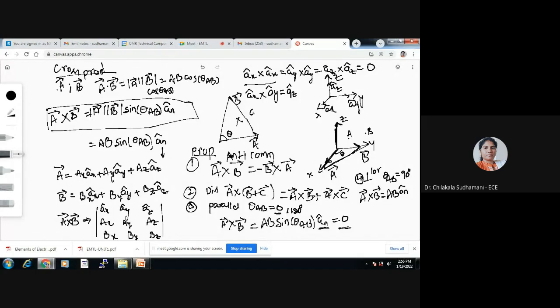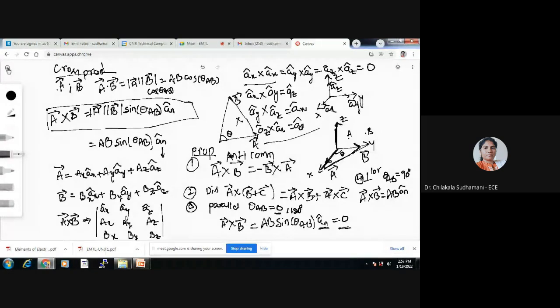Next one, AY cap cross AZ cap. Then what is the answer? We took Y and Z, so what is perpendicular to it? AX cap. Similarly, AZ cap cross AX cap is equal to AY cap. Okay. This is about cross product and their properties.